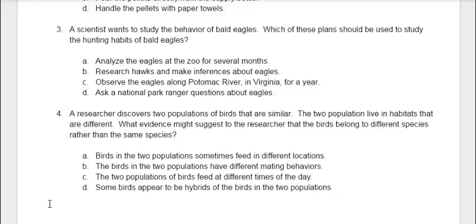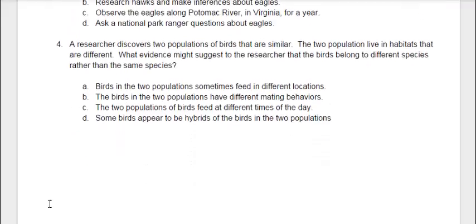Question 4. A researcher discovers 2 populations of birds that are similar. The 2 populations live in habitats that are different. What evidence might suggest to the researcher that the birds belong to a different species rather than the same species? A. The birds of the 2 populations sometimes feed in different locations. B. The birds of the 2 populations have different mating behaviors. C. The 2 populations of birds feed at different times of the day. D. Some birds appear to be hybrids of birds in the 2 populations.